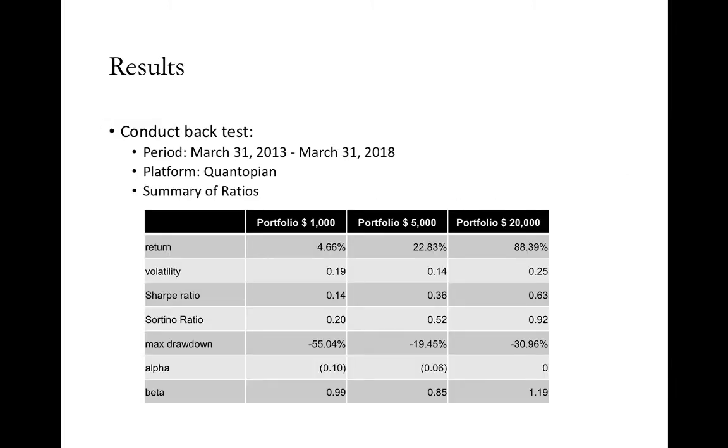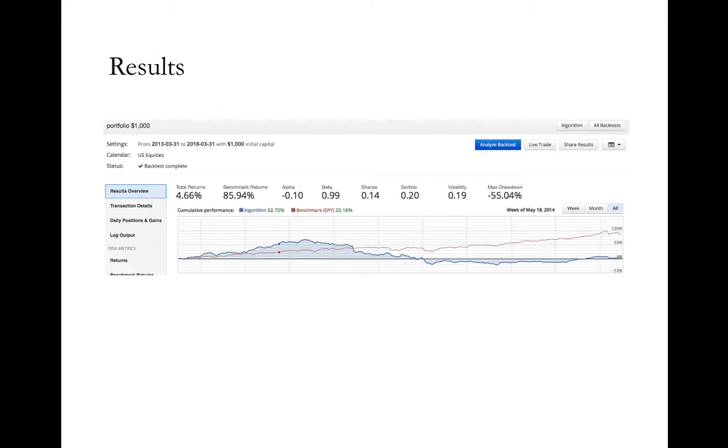Okay, I'd like to show the summary ratios in this table. The last 3 slides show the backtest of the 3 portfolios.